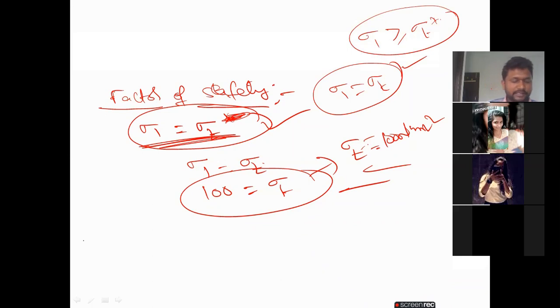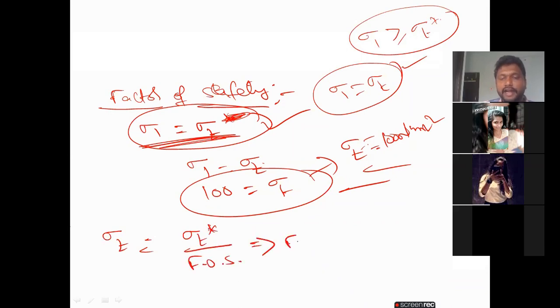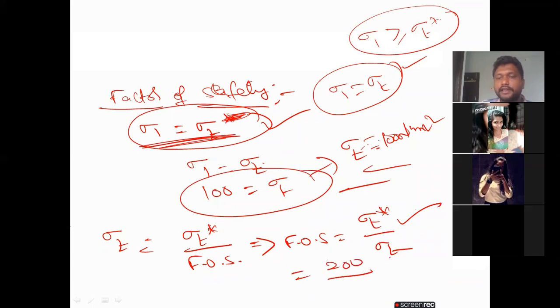Now the factor of safety. The general formula is sigma t equals sigma t star by factor of safety. So factor of safety equals sigma t star by sigma t. Sigma t star is 200 and sigma t is 100, so you will get 2. This is the answer. This is how we calculate the factor of safety.